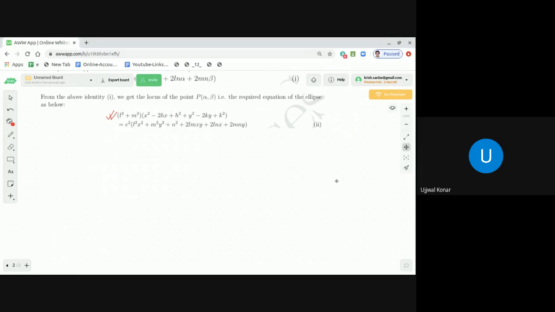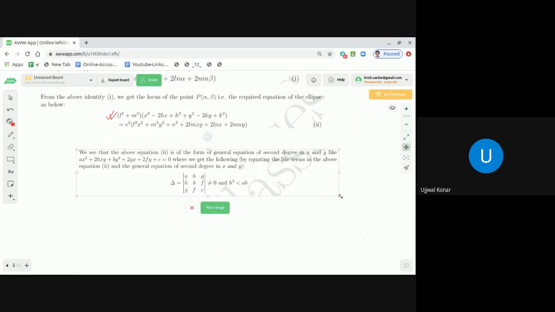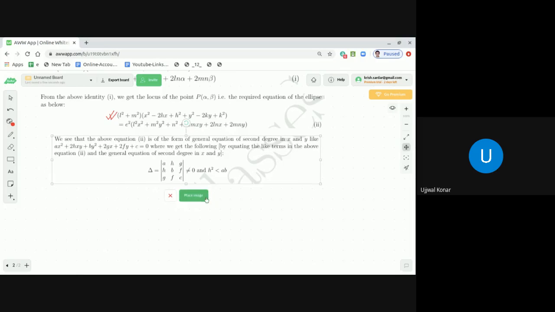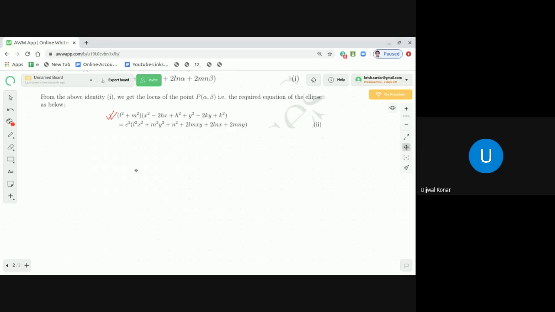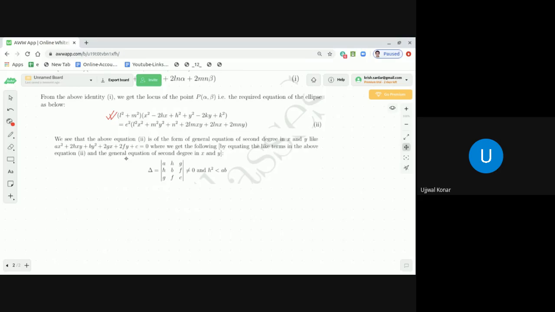So dear students, here is the statement that the above equation 2 is of the form of a general equation of second degree in x and y. Like ax square plus 2hxy plus by square plus 2gx plus 2fy plus c equal to 0, where we get the following by equating the like terms, because you can equate the coefficient of x square, xy, y square, x, y, and constant term.